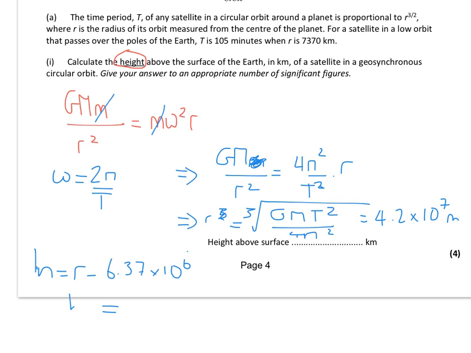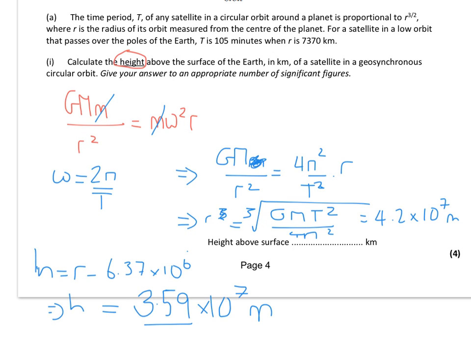And what you get if you put that in, so you do 4.2 times 10 to the 7 minus 6.37 times 10 to the 6, and using unrounded versions you should end up with 3.59 times 10 to the power of 7 meters here, and it needs to be 3 significant figures because all of the information you'd have been using would have been 3 significant figures in terms of the radius of the Earth, in terms of g, and that kind of thing. Okay, so that's that one there.